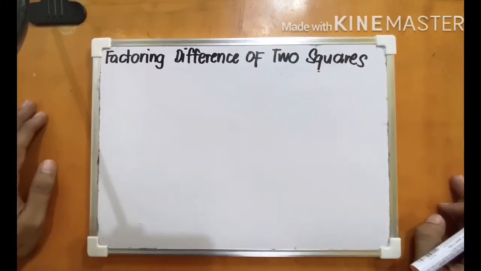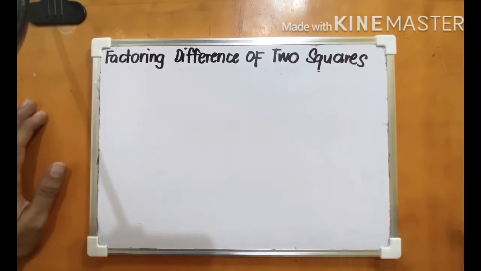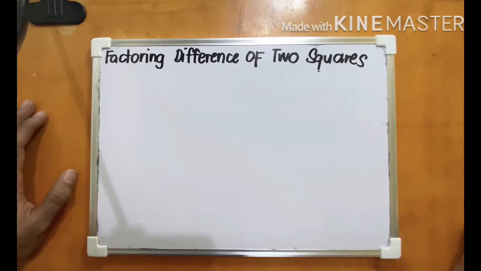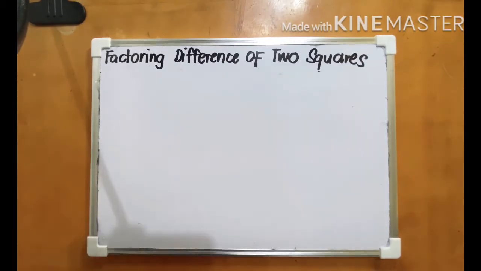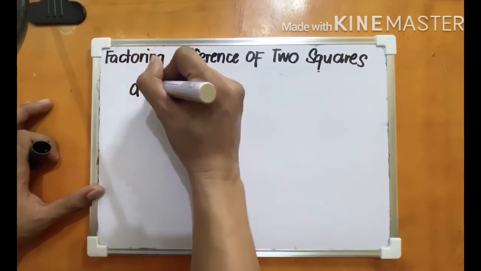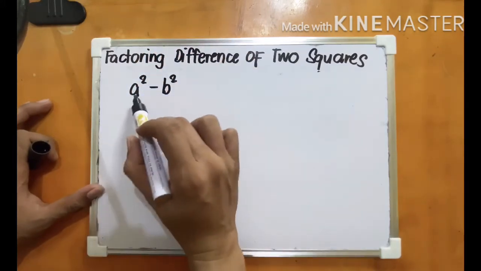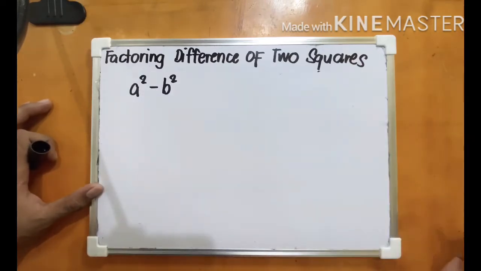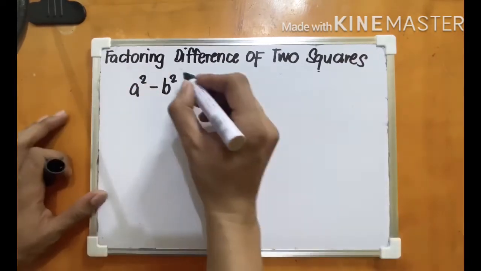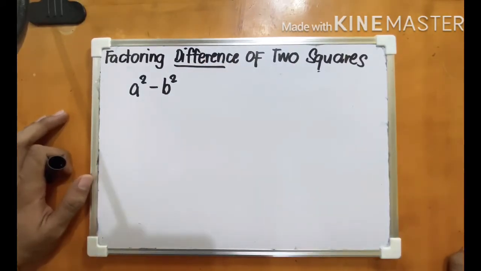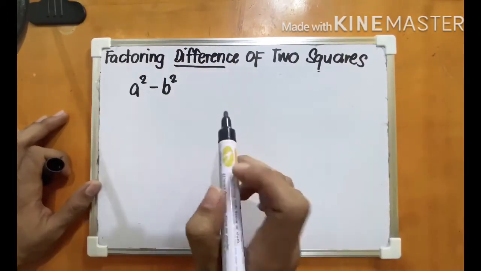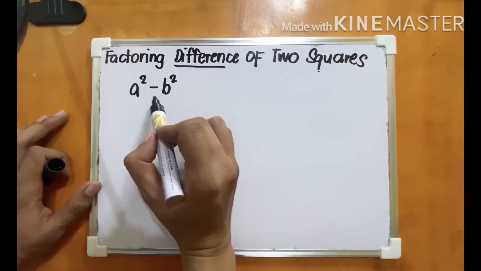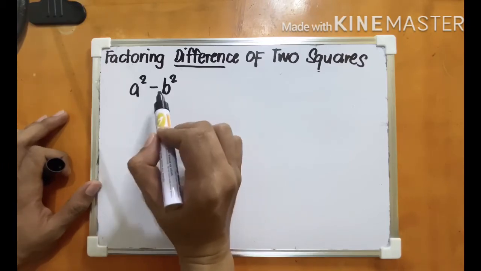Okay, let's have factoring difference of two squares. Difference of two squares means subtracting two perfect squares. For example, we have a squared minus b squared. This is a difference of two squares because a squared is a perfect square and b squared is a perfect square. The minus refers to the word difference, the process. So you cannot say difference of two squares if one of the two terms is not a perfect square.